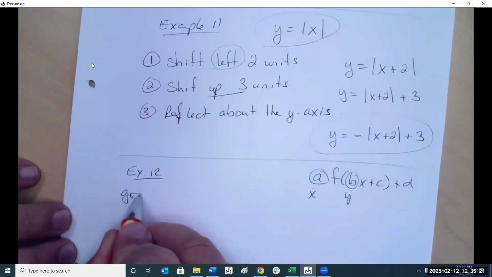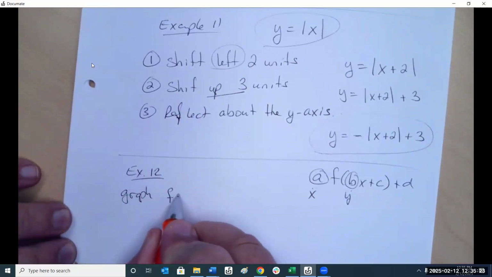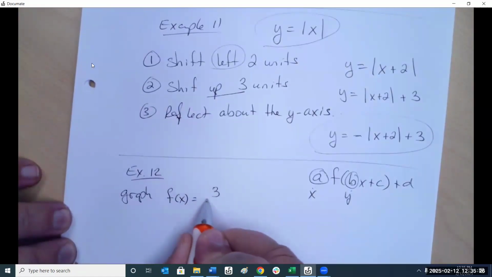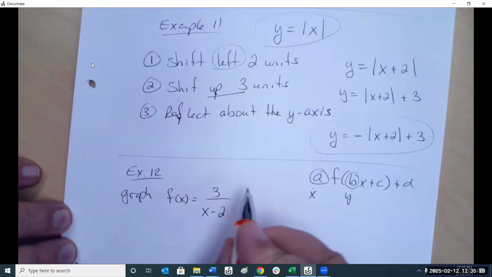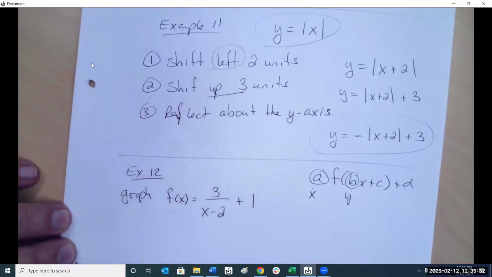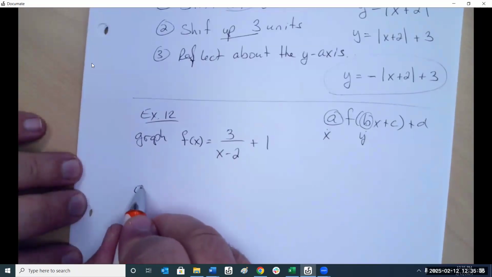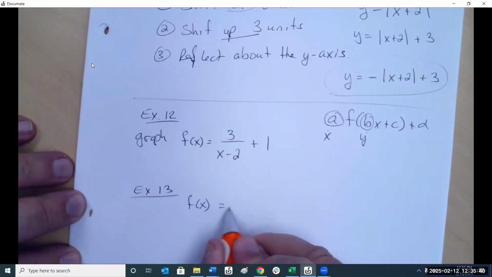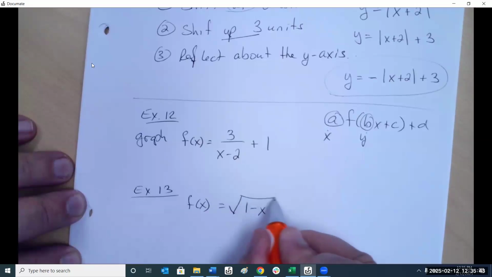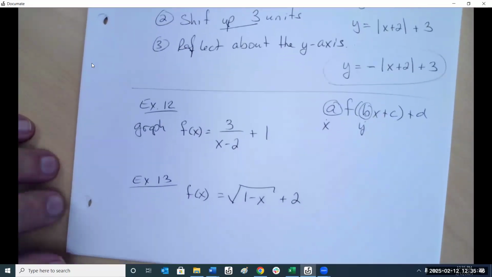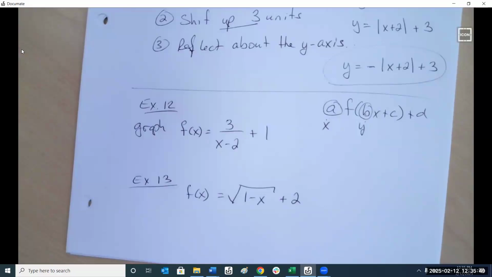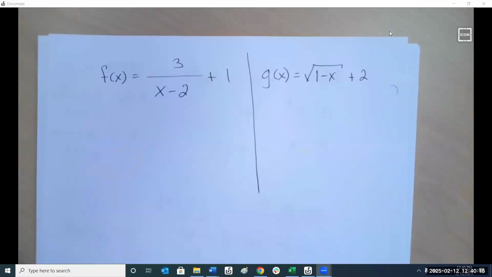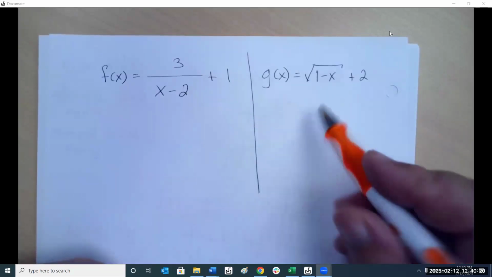Graph this one. Actually, graph both of these. Which of these 2 is the easiest to do? The one on the right. This one. Yeah. All right.